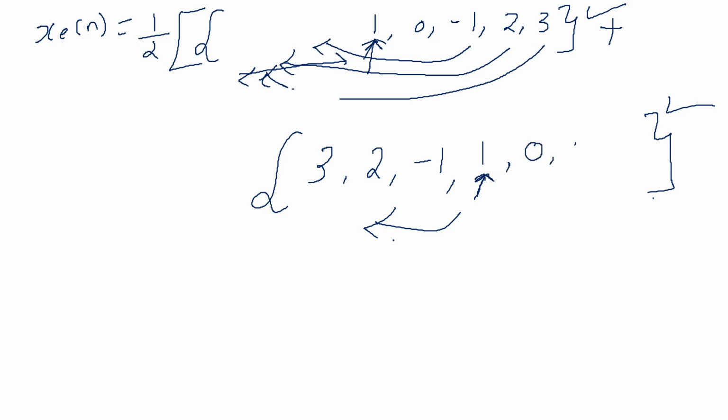So I am putting some zeros there. 0 0 0. How many zeros do I have to put? 1 2 3 4. So 4 zeros I am putting. So I am putting 4 zeros here as well. 1 2 3 4.